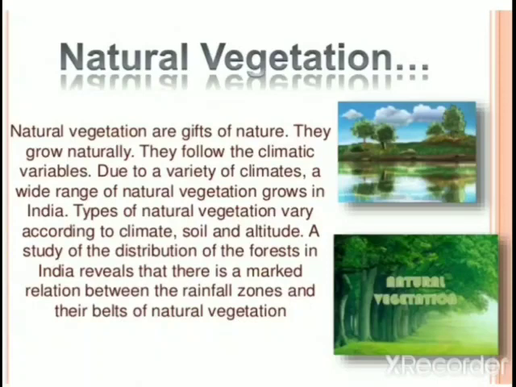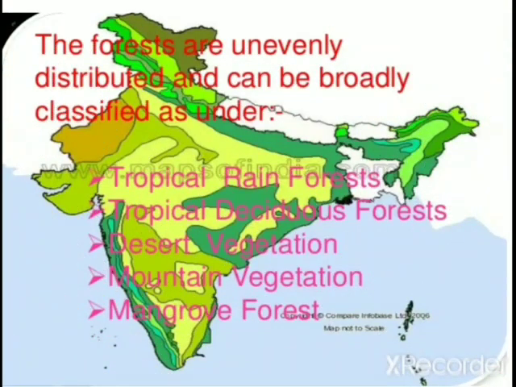So a study of the distribution of the forest in India reveals that there is a marked relation between the rainfall zones and their belts of natural vegetation. Okay. So the forests are unevenly distributed and that can be broadly classified into tropical rainforest or tropical evergreen forest.